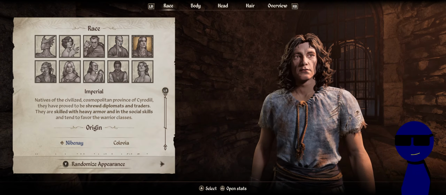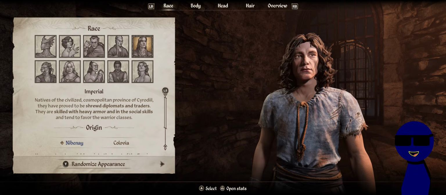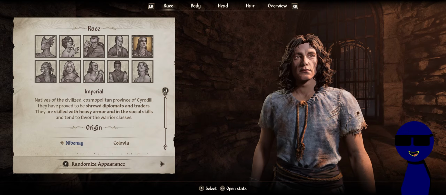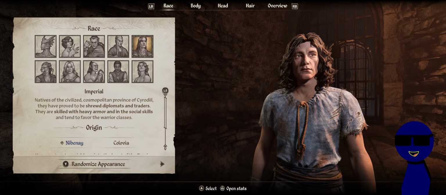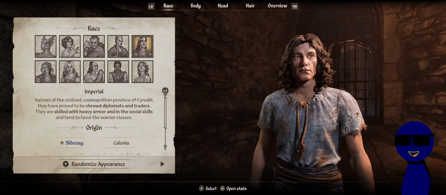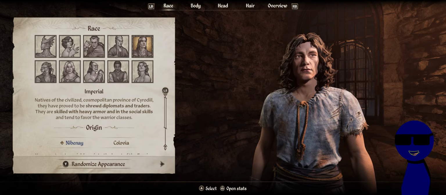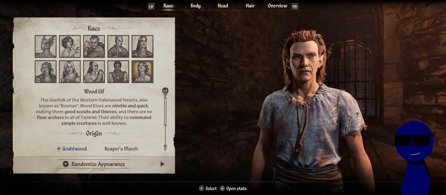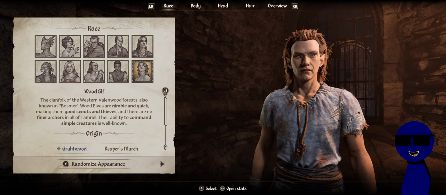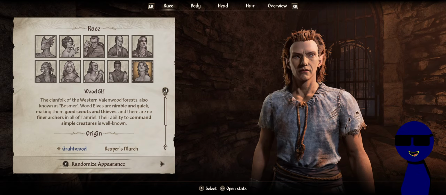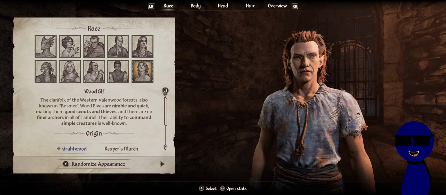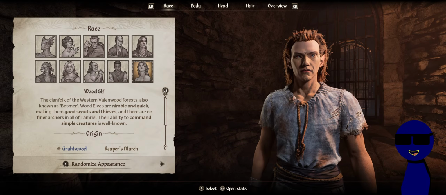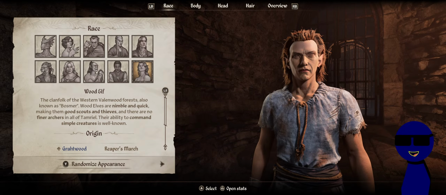Imperial, natives of the civilized cosmopolitan province of Cyrodiil, they have proved to be shrewd diplomats and traders, and are skilled with heavy armor and the social skills, and tend to favor the warrior classes. The Wood Elf. Clanfolk of the Western Valenwood Forest, also known as Bosmer, Wood Elves are nimble and quick, making good scouts and thieves. There are no finer archers in all Tamriel. Their ability to command simple creatures is well known.